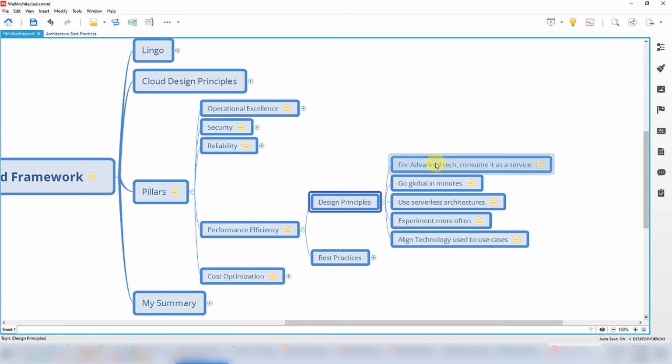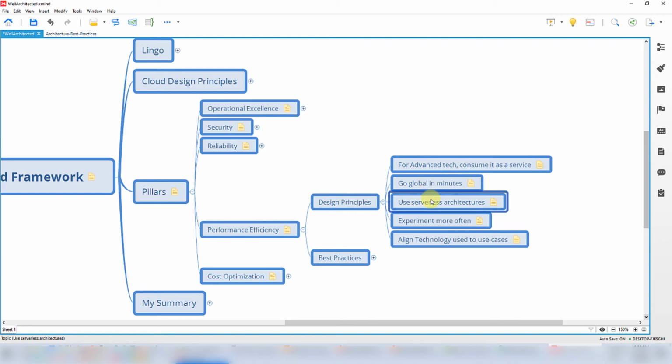For advanced technologies, it's better to consume it as a service, rely on vendor-managed services rather than spending time on provisioning, configuring, scaling, backing up, etc. There's a lot of heavy lifting that goes behind building and operating a service. To avoid that, you can use managed services provided by AWS. Remember that you can go global in minutes. Going global helps lower latency and provides better experience for your end customers that are distributed across the globe.